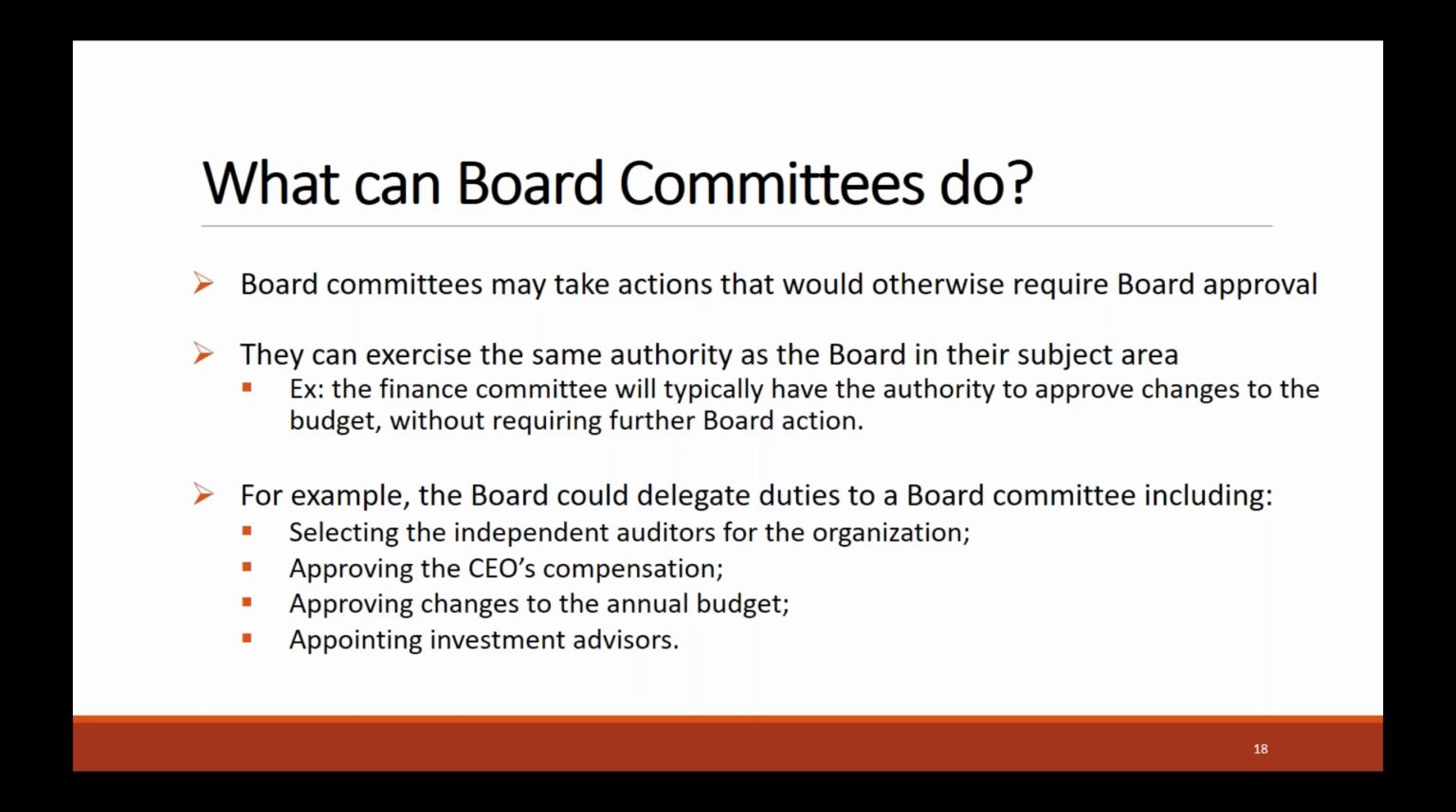In practice, the committee might always just do things on an advisory level. They might recommend who the auditor should be, but then still leave it to the full board to approve their selection of the auditor. But if they have the authority to make that final decision, we're going to treat them as a board committee, and we're going to, for example, only allow board members to be on that committee.